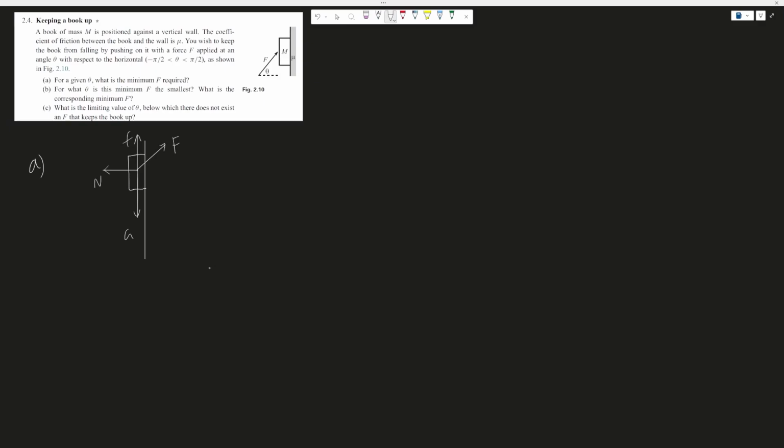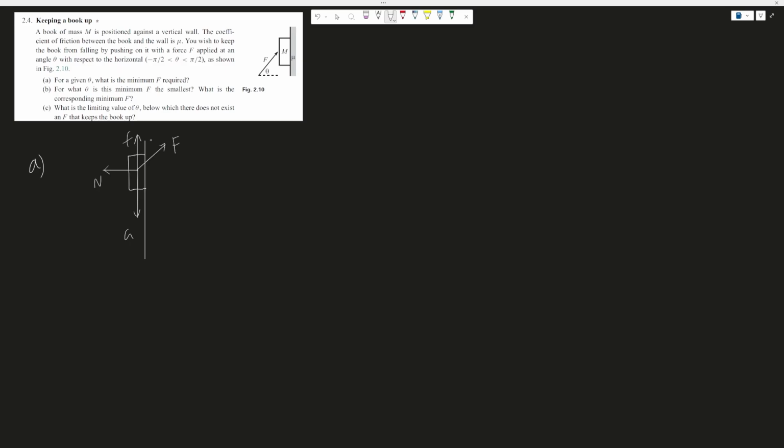Hi all. So today we're going to talk about this problem 2.4, keeping a book up. So for part A, let's first draw a free body diagram here. So we have the normal force, which is the wall supporting the book. And then we also have gravity pointing downward. And we have the force F. And the small f represents friction.